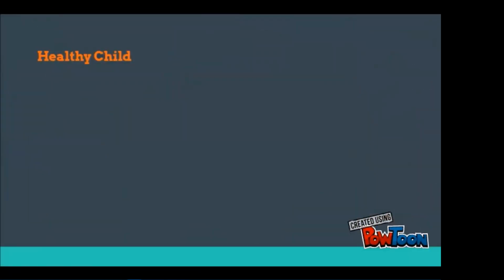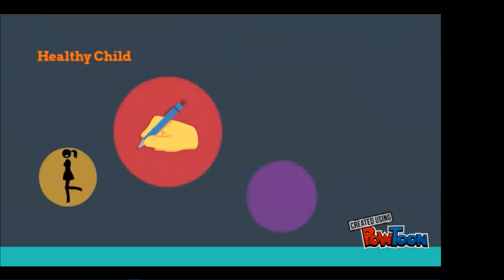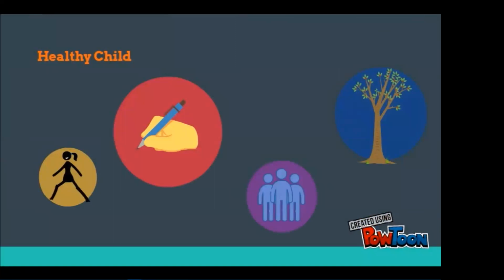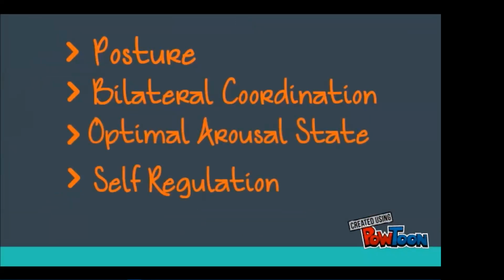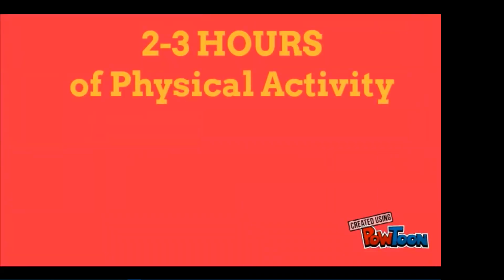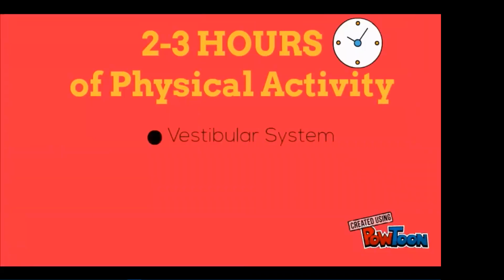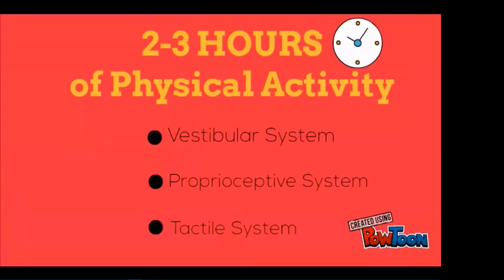The four critical factors that are necessary to achieve healthy child development are movement, touch, human connection, and exposure to nature. These ensure development of posture, bilateral coordination, optimal arousal states, and self-regulation. Young children are also required 2 to 3 hours of rough physical activities because it helps achieve adequate sensory stimulation to their vestibular, proprioceptive, and tactile systems. But now technology is preventing that.